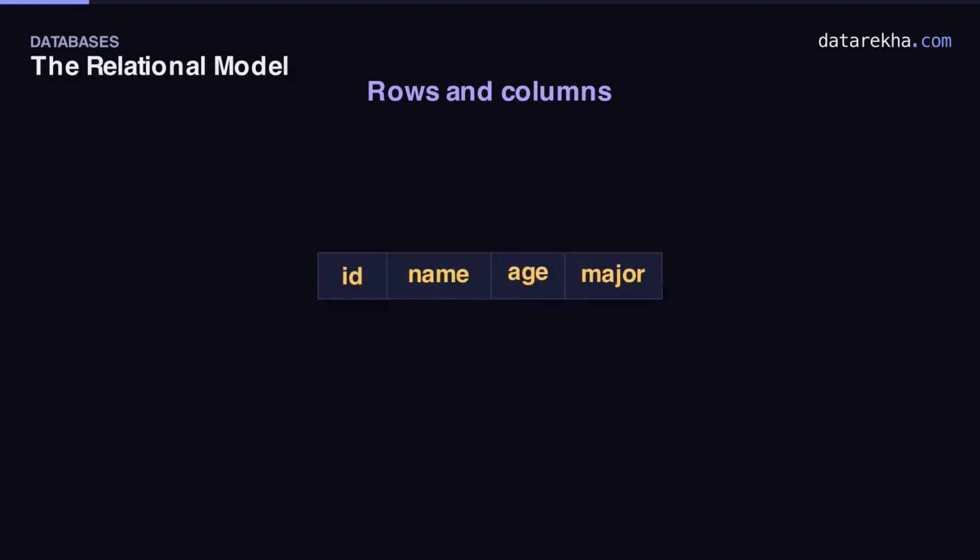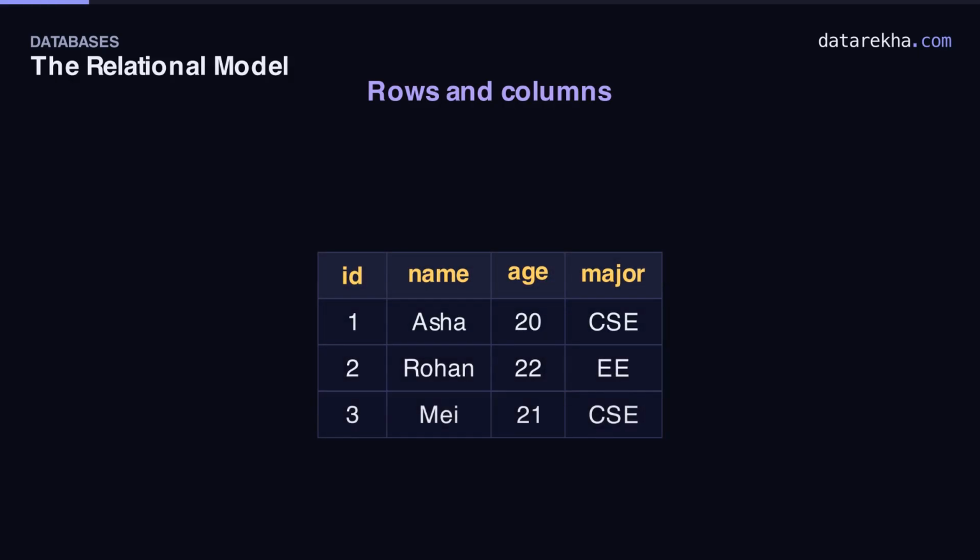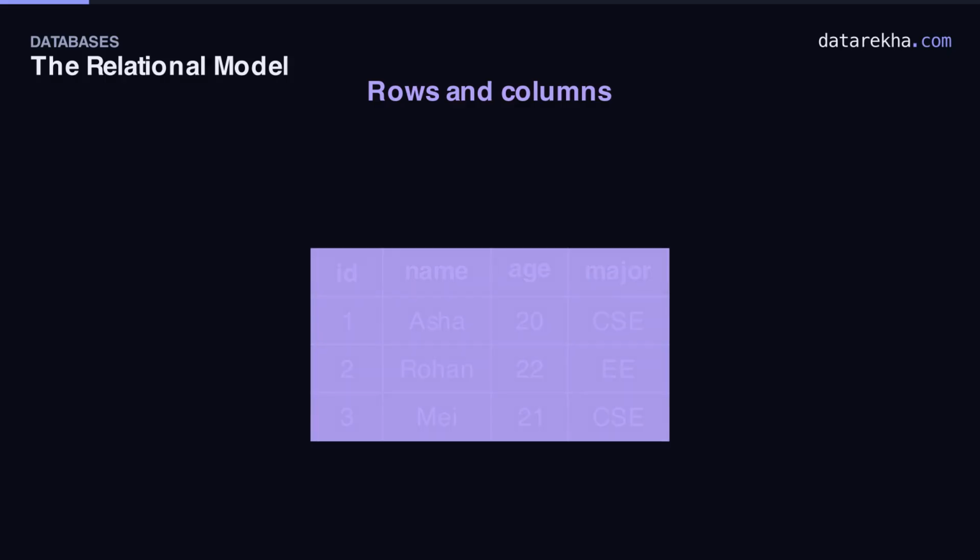You already know how to store data. You put it in a table, rows and columns like a spreadsheet. Here is one, a list of students. Across the top run the columns, an identity number, a name, an age, a major, and each student fills one row underneath. It looks casual.